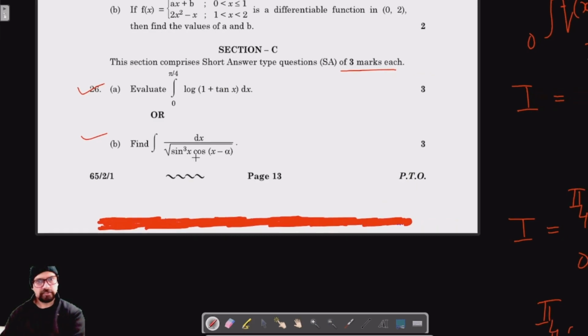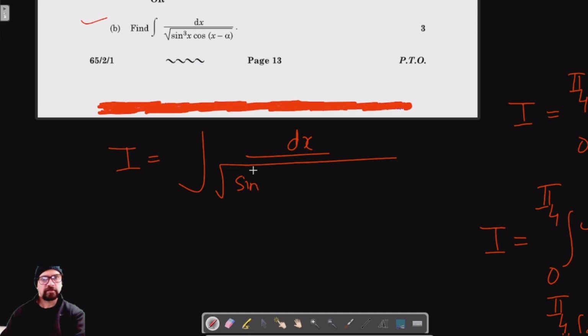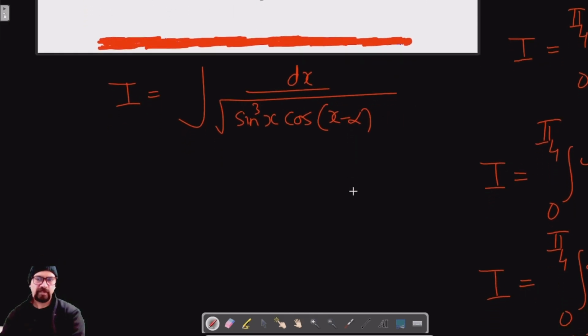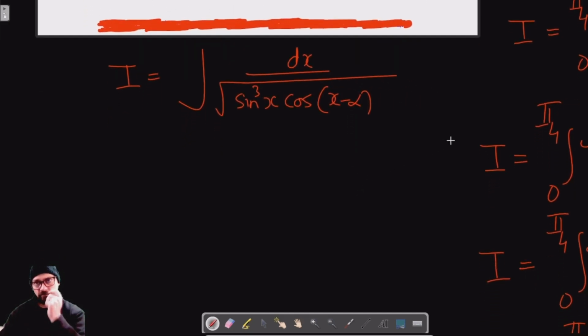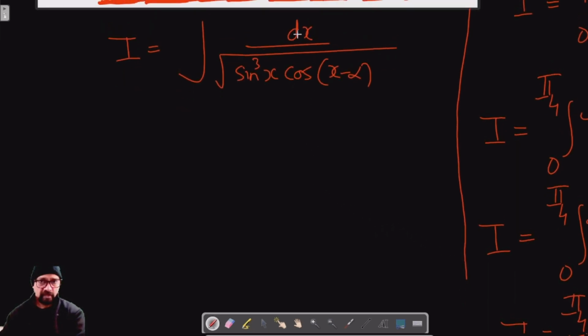We have to evaluate the integral. Our integral is I equal to the integral of dx over the square root of sine cube x into cos of x minus alpha, dx. We are going to make some adjustments here because it's not in standard form to be differentiated yet.